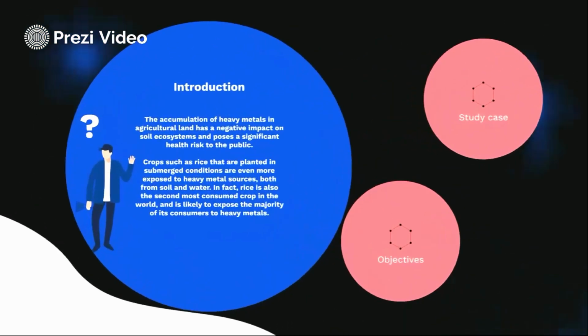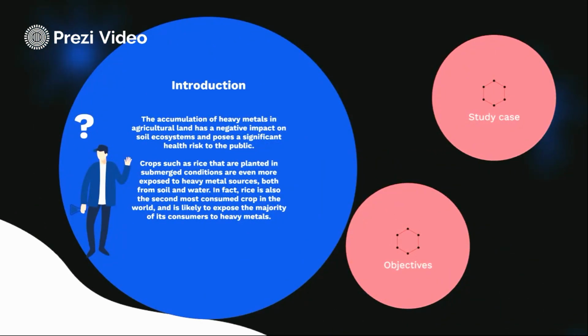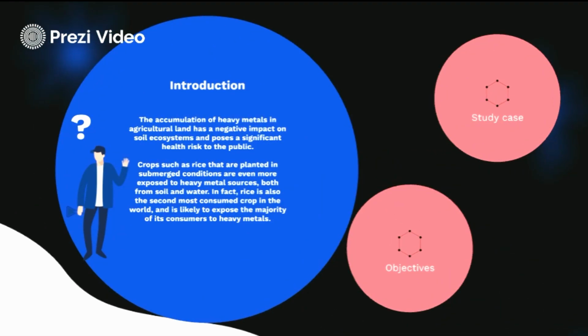The accumulation of heavy metals in agricultural land has a negative impact on soil ecosystems and poses a significant health risk to the public. Crops such as rice that are planted in submerged conditions are even more exposed to heavy metal sources from both soil and water. In fact, rice is also the second most consumed crop in the world and is likely to expose the majority of its consumers to heavy metals.